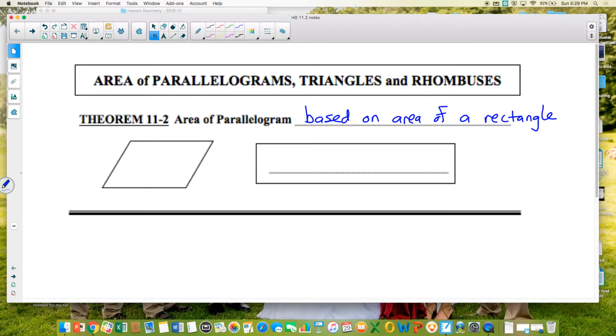Thinking back to yesterday, referring base to height, if we refer to this side as our base, to find the height we would have to find the perpendicular distance across from the base. So our height would be this distance here. So we will call the area of a p-gram, and we can abbreviate parallelogram as p-gram just like earlier this year. The area of a p-gram is equal to base times height, which is the same as a rectangle.